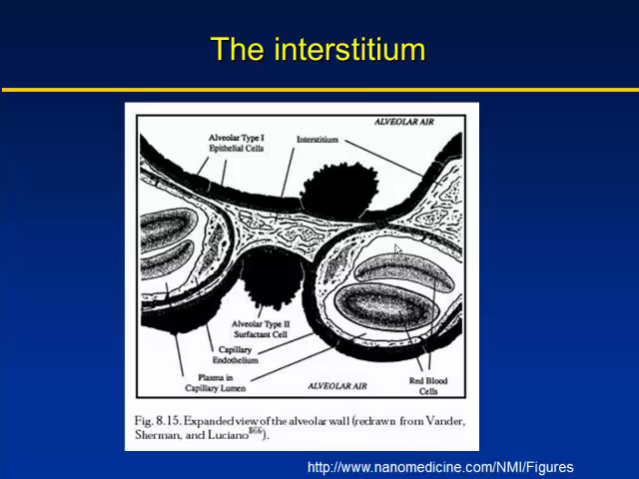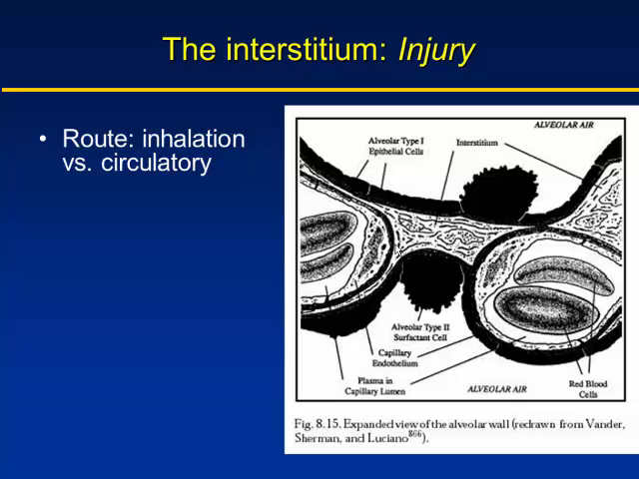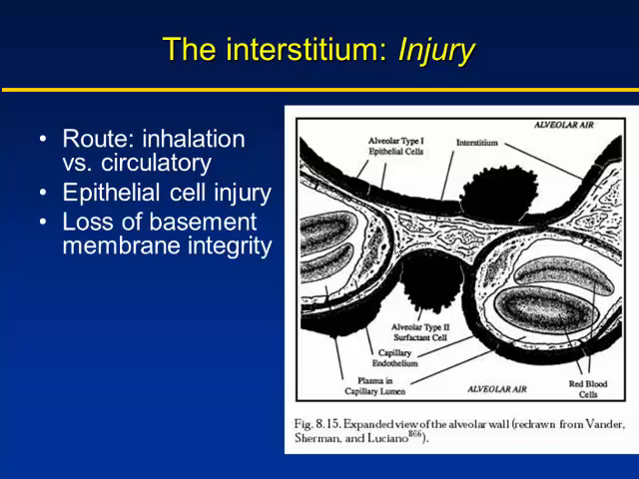And then you have the parenchymal interstitium that contains the bronchovascular sheath. It contains lymph nodes, the occasional macrophage, the occasional fibroblast, sitting there. And then when you get injury, the injury can occur in two ways in ILD. It can be inhalational or circulatory. And you subsequently will then develop epithelial cell injury, and you can get loss of the basement membrane integrity.